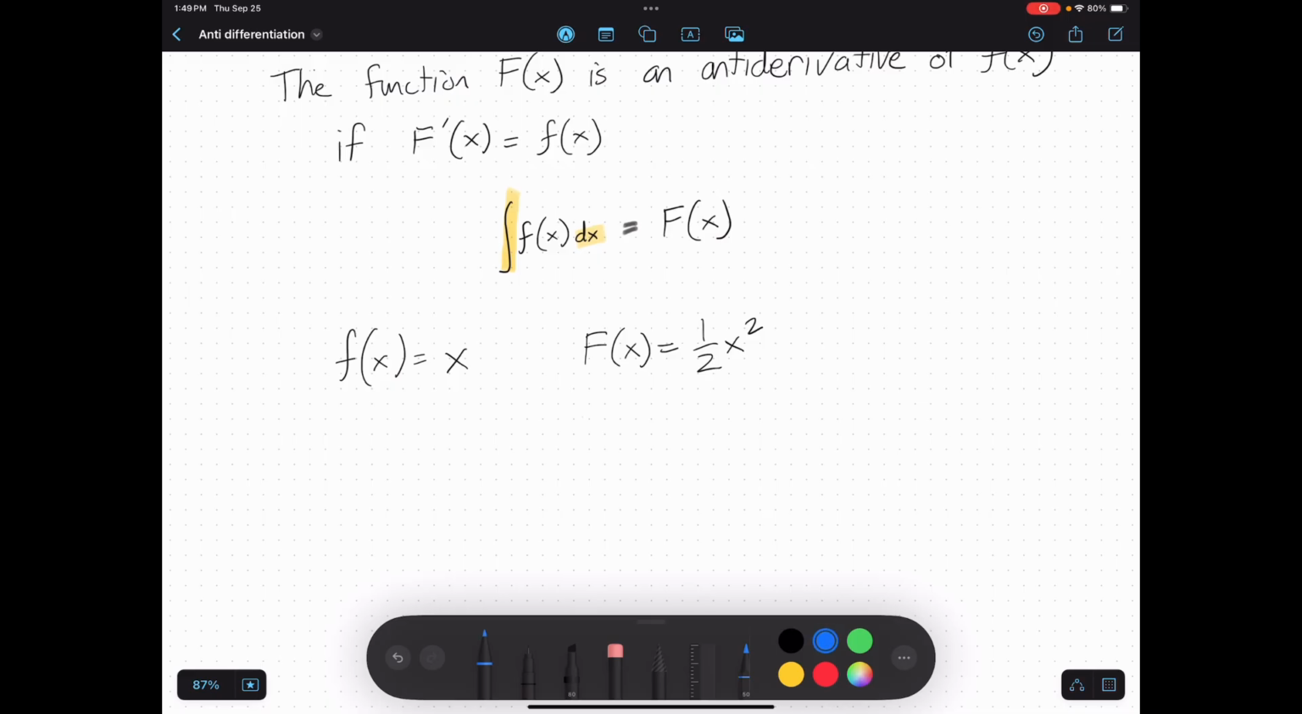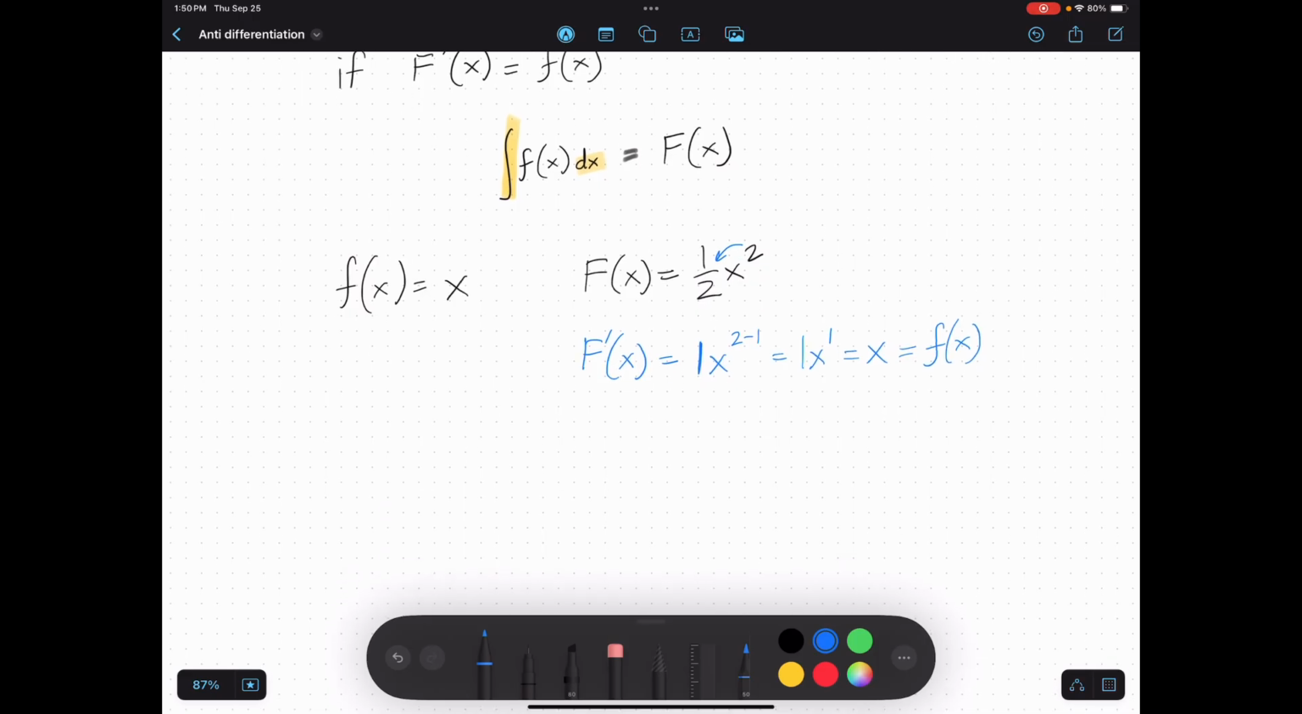Why? Because try taking the derivative of this. If I take the derivative of this, I'm going to use the power rule. That 2 comes down and I multiply it with the 1/2, giving me 1. And then I subtract 1 from that exponent. x to the 2 minus 1 is just x to the first. And 1 times x to the first is just x, which is the function that I started with. So that's what it means to be an antiderivative: what function, when you take the derivative of it, will give you your starting function.